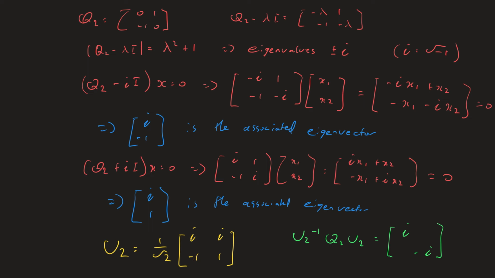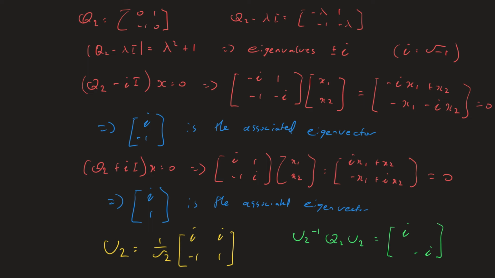And moreover, if we take this unitary matrix, whose columns are the normalized eigenvectors, and we take our original matrix, Q2 in this case, and form U2 inverse times Q2 times U2, we will get a diagonal matrix whose diagonal entries are precisely the eigenvalues corresponding to each of the eigenvectors. So for this eigenvector here, the corresponding eigenvalue is i, and for this eigenvector here, the corresponding eigenvalue is -i.